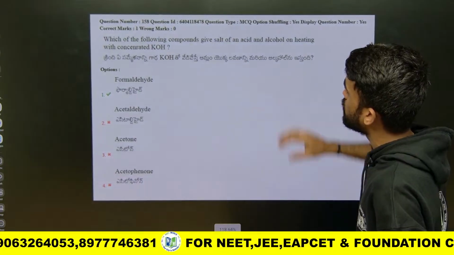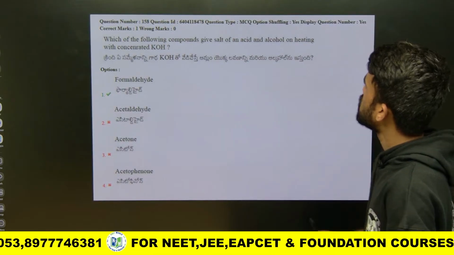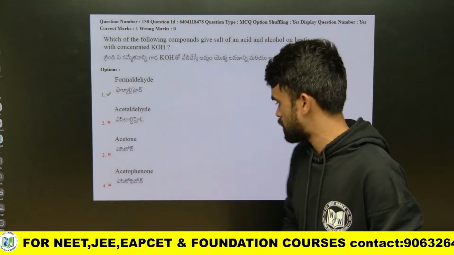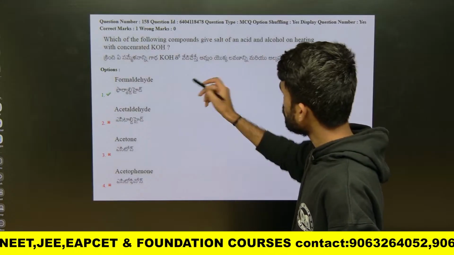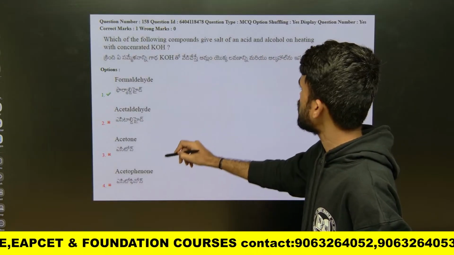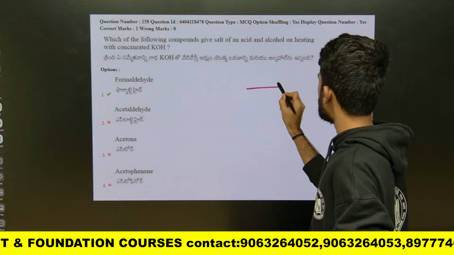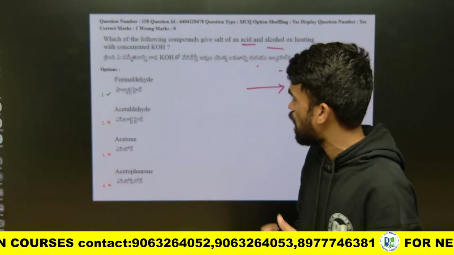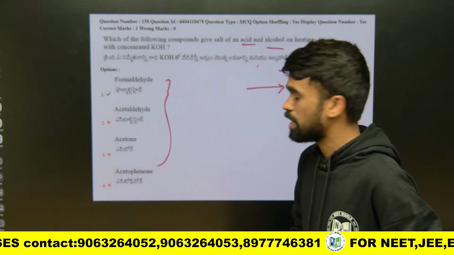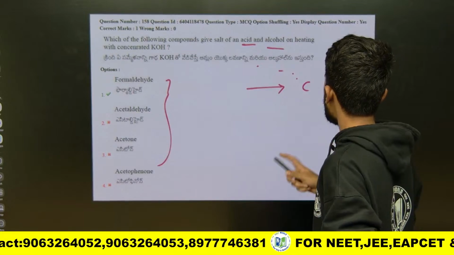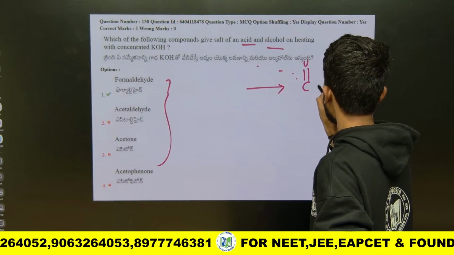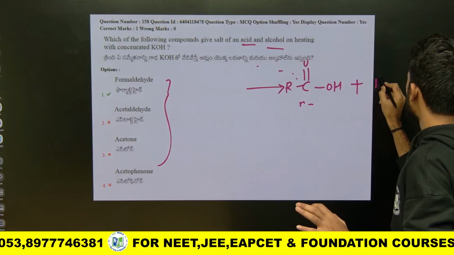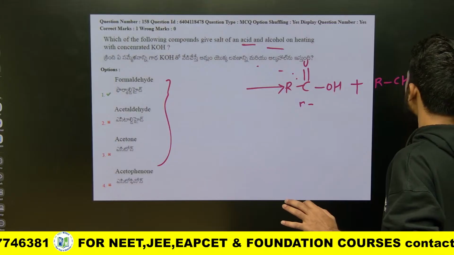The question says: which of the following compounds gives a salt of an acid and an alcohol on heating with concentrated KOH? We need to take one compound out of these that should give one acid. Since it is acid and alcohol, it is an organic reaction, and all of them are organic compounds. So definitely it should be a carboxylic acid. I am writing the carboxylic acid like this, with some R group on this side, and along with it we require some alcohol. These are the products formed.